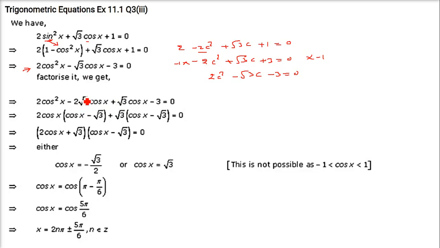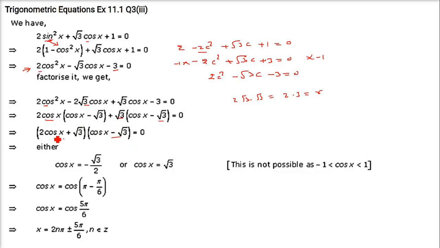This will give you root 3, and 2 root 3 into root 3 is simply 2 into 3, that is 6. So 2 into 3 is 6 and 2 root 3 and root 3 is also 6. So you can write it as minus 2 root 3 cos x plus root 3 cos x. From here you can take 2 cos x as common, so you get cos x minus root 3. Here also you can take root 3 as common. When you take root 3 it will be cos x and this root 3 into root 3 will be 3. So you can write it as root 3 here. Now you make the factors 2 cos x plus root 3 and cos x minus root 3.